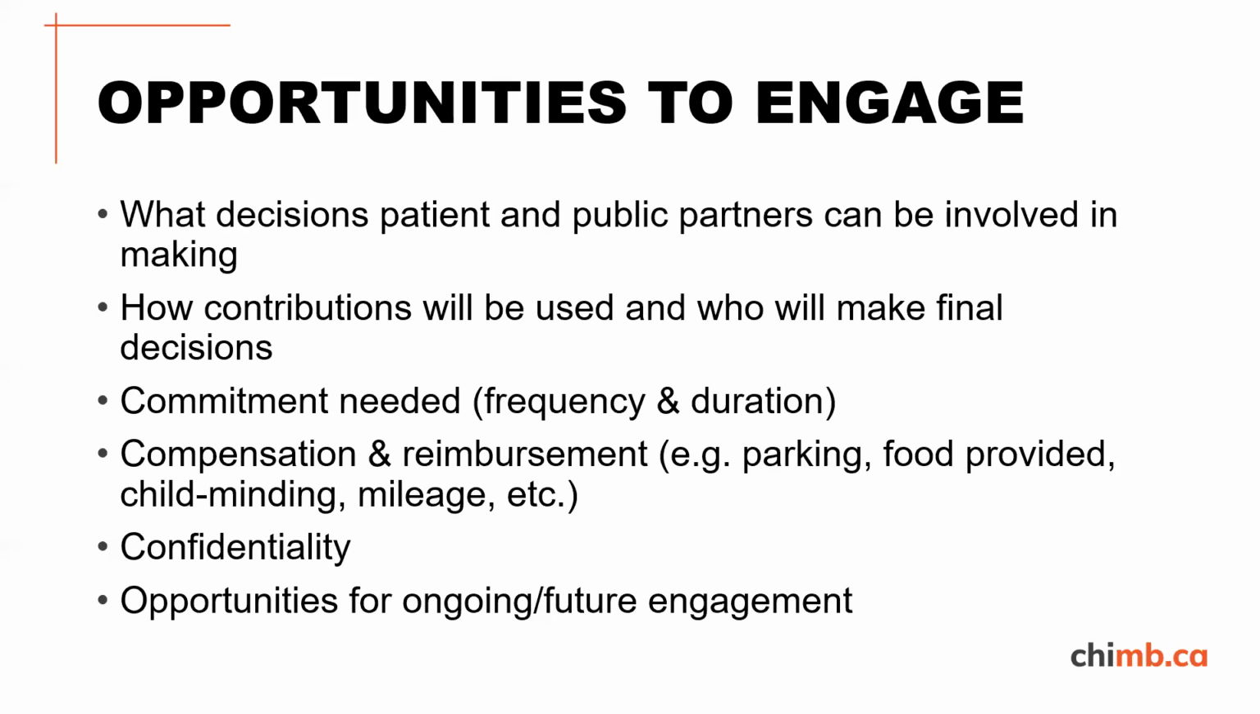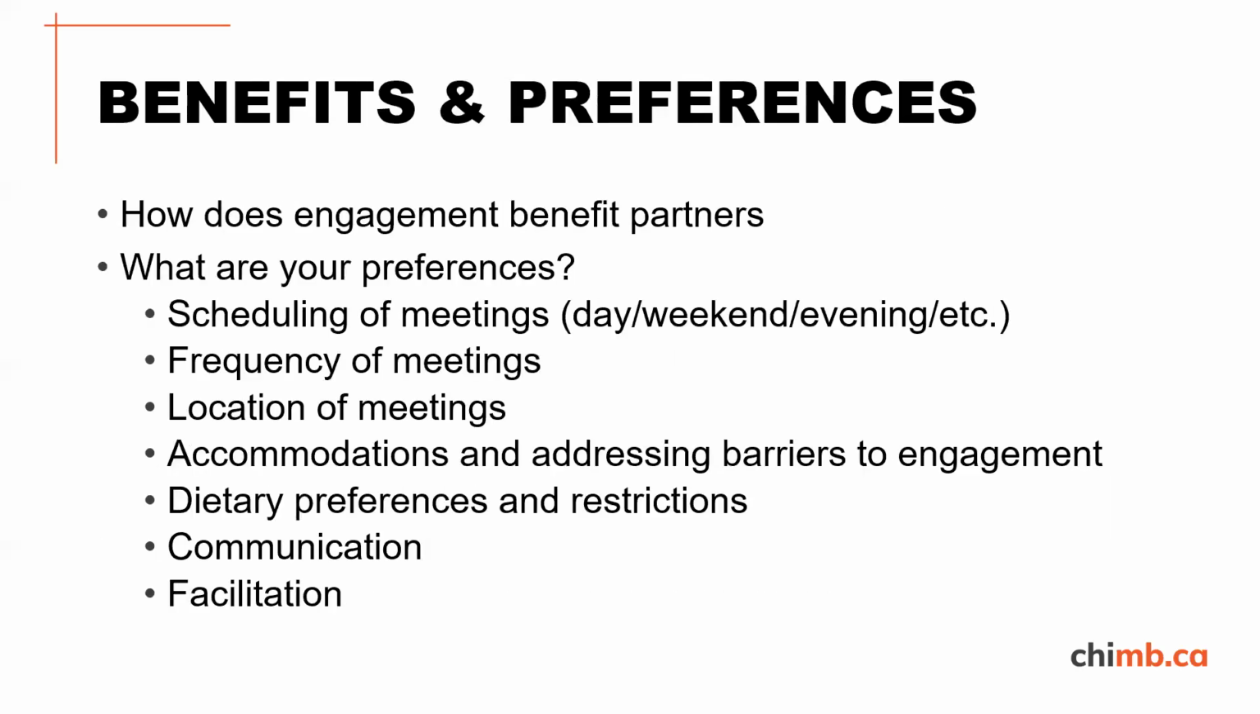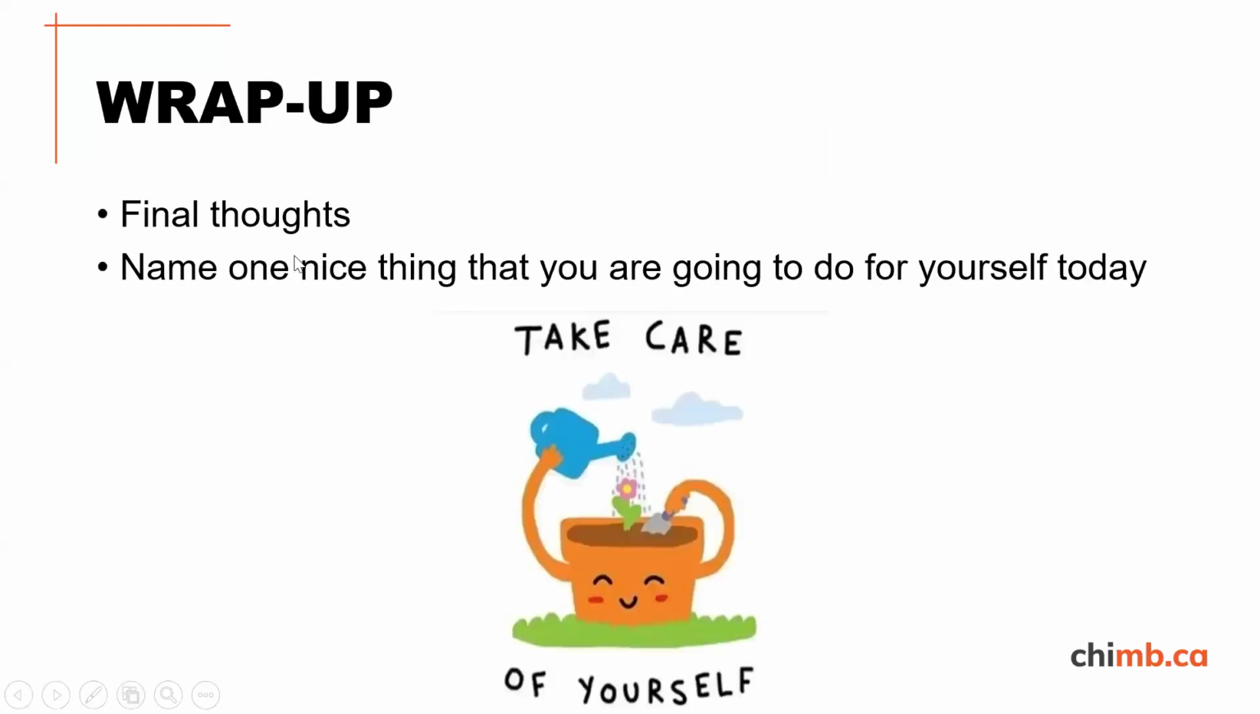Again, overlaying a little bit of the compensation and reimbursement, confidentiality and opportunities, and then some of the benefits and preferences. How does engagement benefit partners? And then what are your preferences as far as meeting location, accommodations, dietary, communication, and facilitation? A lot of times members will already have contributed that, but we can still have that conversation.